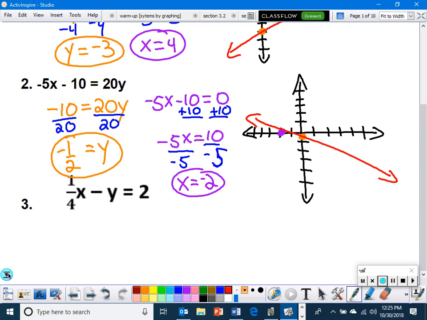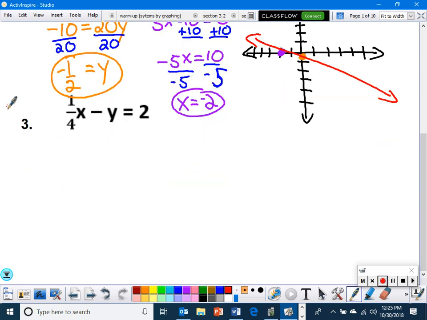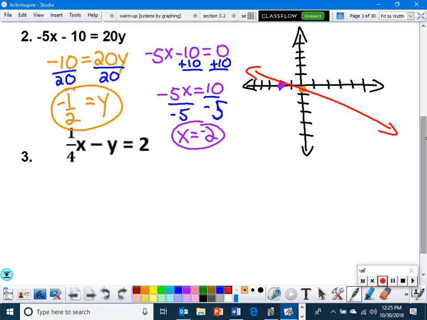Okay, one more, number 3. So again, I'm going to start off with my y-intercept. I'm going to make believe x is not there, so that means negative y equals 2. You got to get rid of the negative, divide by negative 1. So the y-intercept is negative 2.